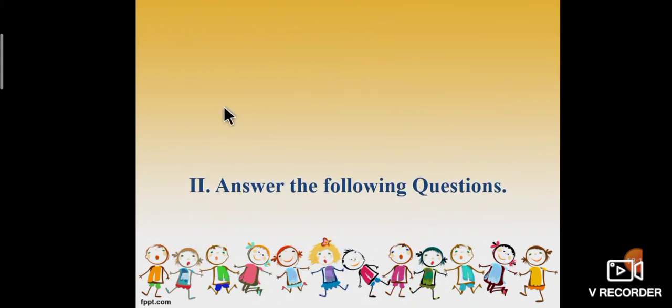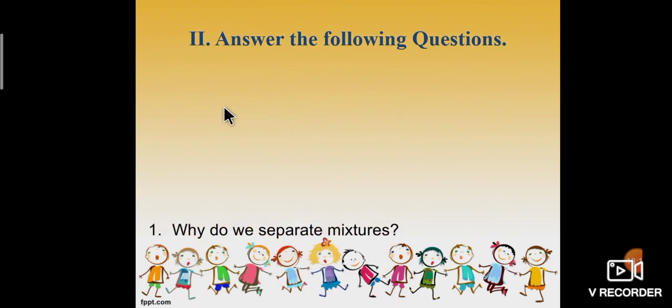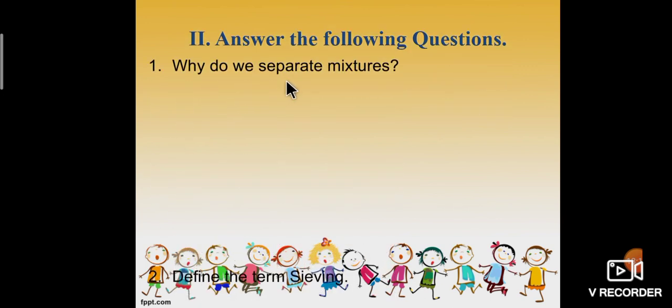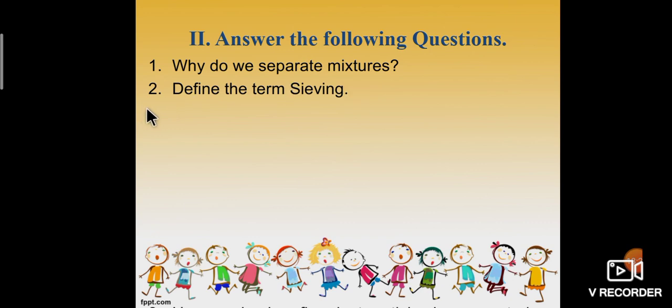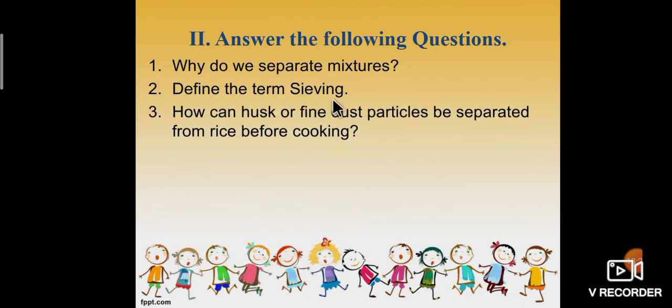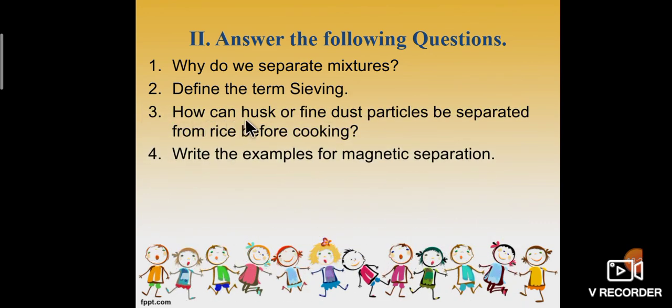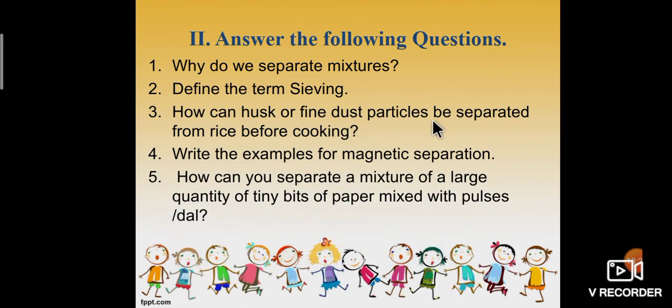Second Roman letter, answer the following questions. First question, why do we separate mixtures? Second question, define the term sieving. Third one, how can husk or fine dust particles be separated from rice before cooking? Fourth question, write the examples for magnetic separation. Fifth question, how can you separate a mixture of a large quantity of tiny bits of paper mixed with pulses or dal?